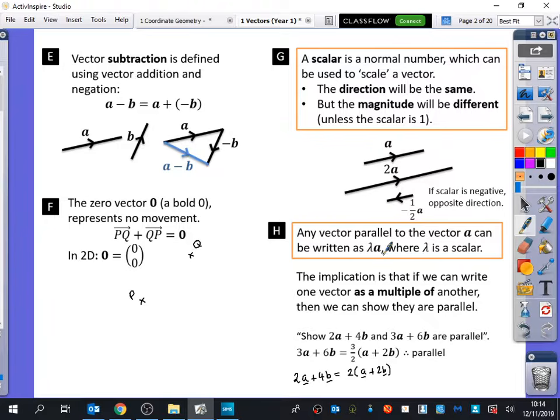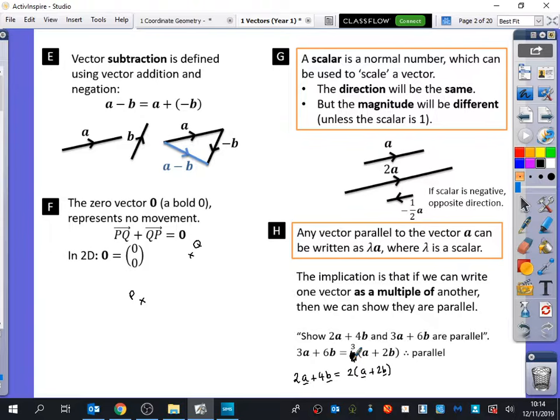Yeah, why is it 3 over 2? That's absolutely true, so that shouldn't be there at all. So we've got 3 lots of a plus 2b and 2 lots of a plus 2b. Very obvious there, sorry. So that shows they're both multiples of a plus 2b. If they are a multiple of a plus 2b, then they are parallel to each other and they're parallel to a plus 2b. All 3 of those vectors are parallel.